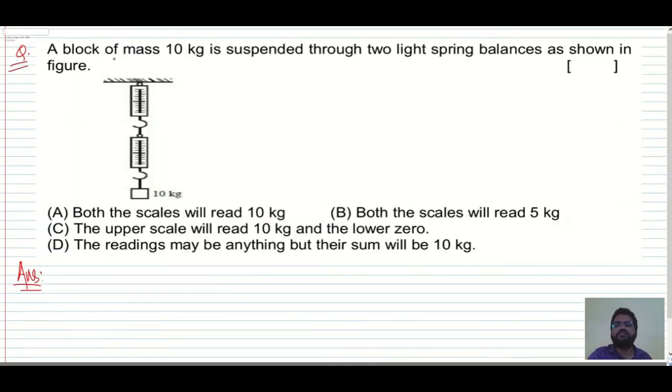Next question. A block of mass 10 kg is suspended through two light spring balances as shown in the figure. As you can see over here, both the scales will read 10 kg, both the scales will read 5 kg, the upper scale will read 10 kg and the lower scale will read anything, but the sum will be 10 kg. See, over here, as it is massless, the tension over here and the tension over here, throughout the string it will be the same, right?